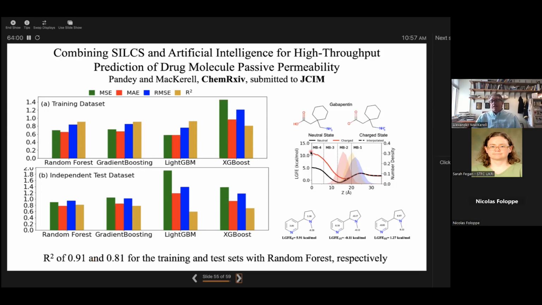Because SILCS is so fast, you can actually explicitly take into account the neutral and the charge state and make combined free energy surfaces and so on. And again, we can then understand which moieties in the molecule are contributing to the barriers to permeability and so on. This is sort of a whole other realm of the SILCS technology.